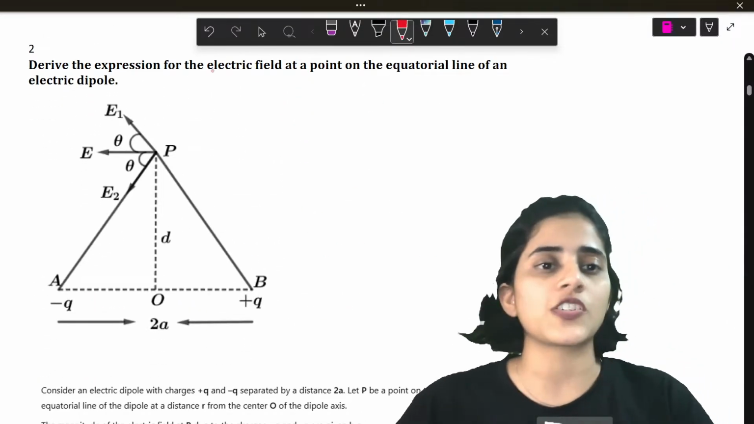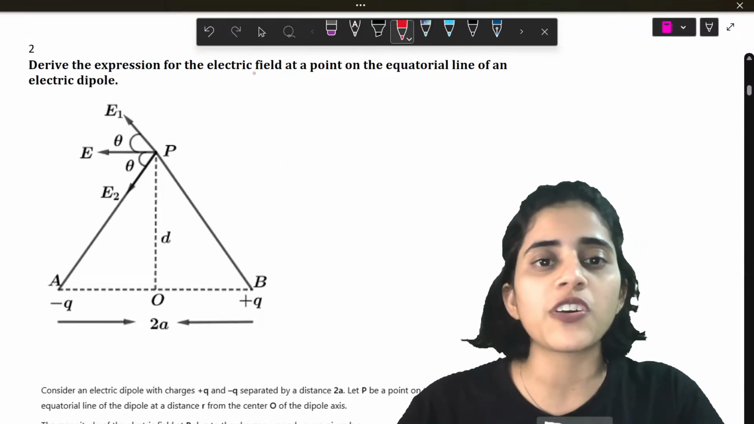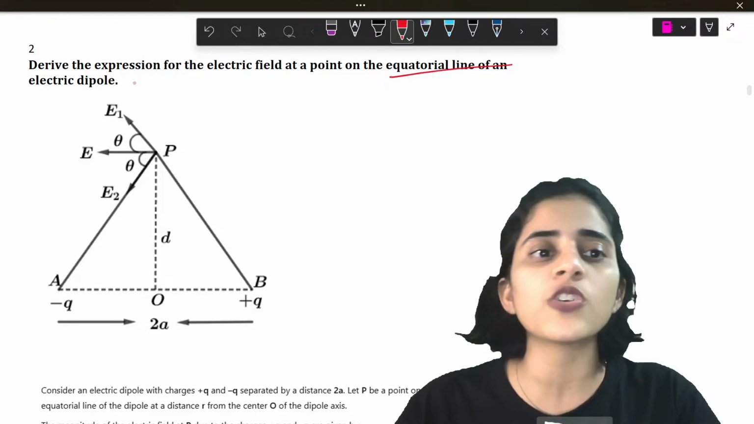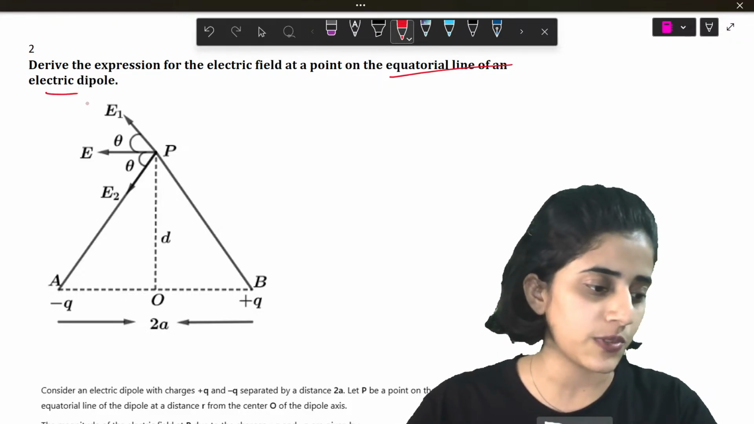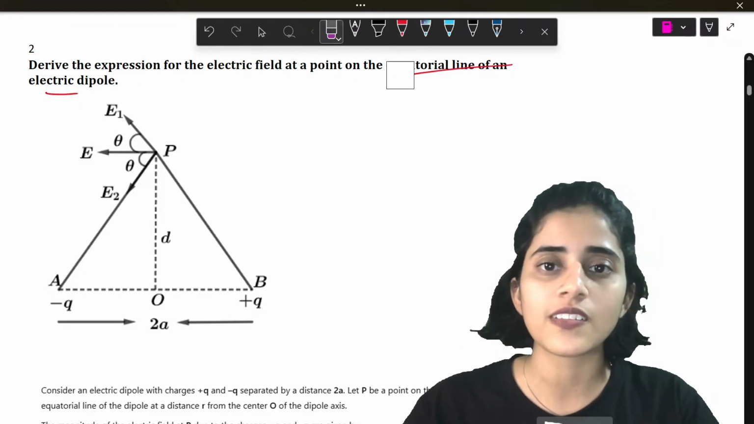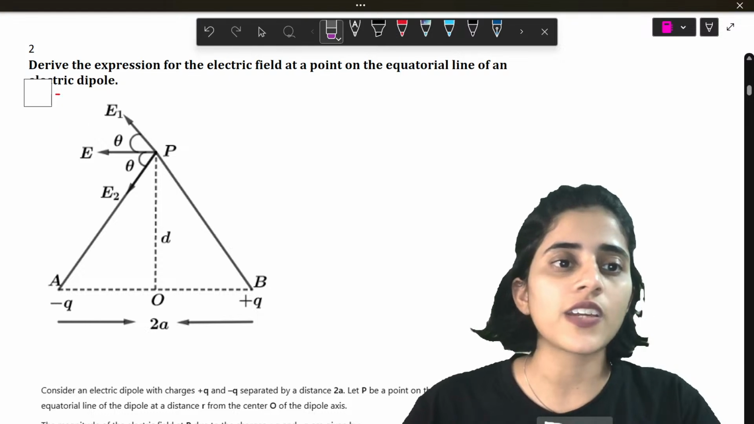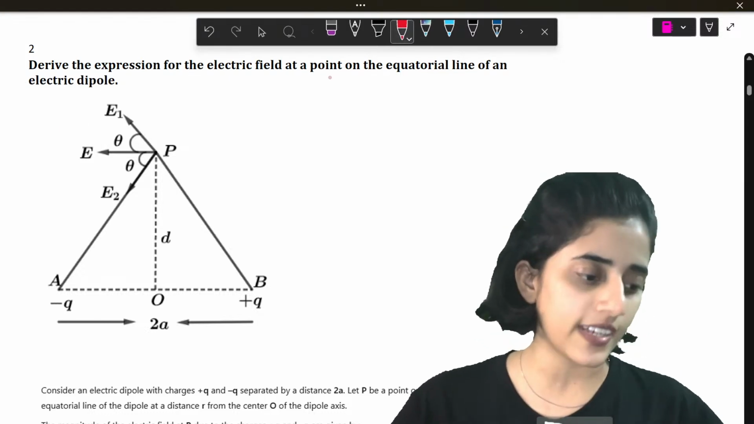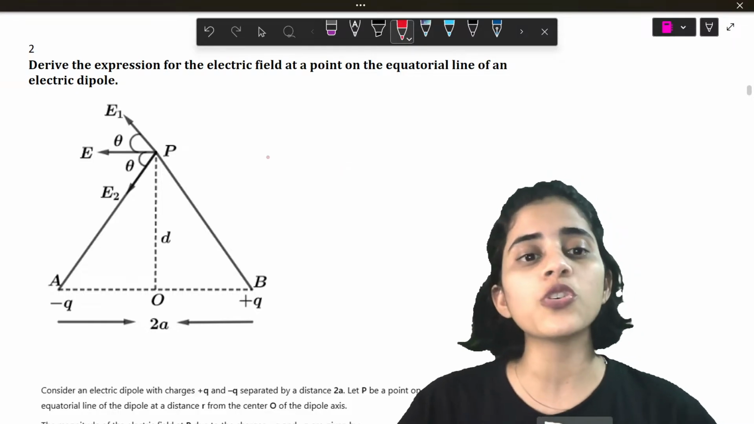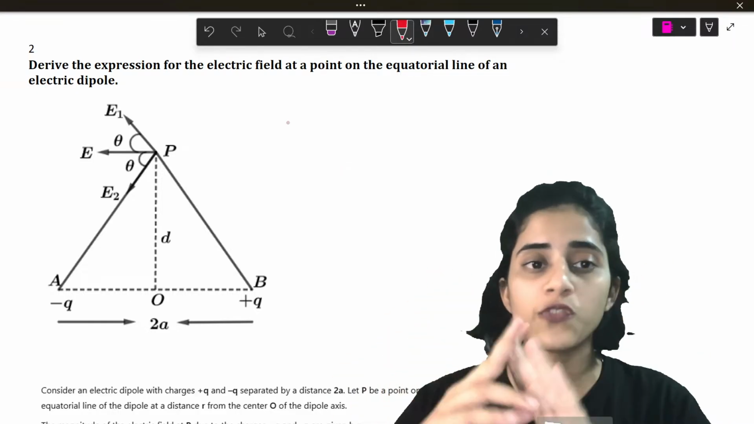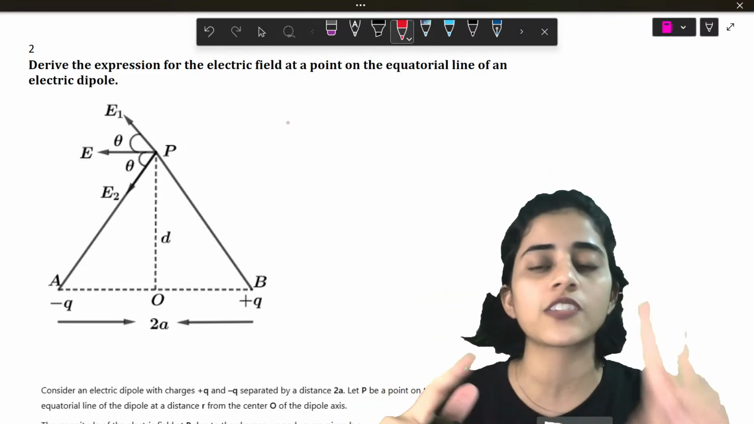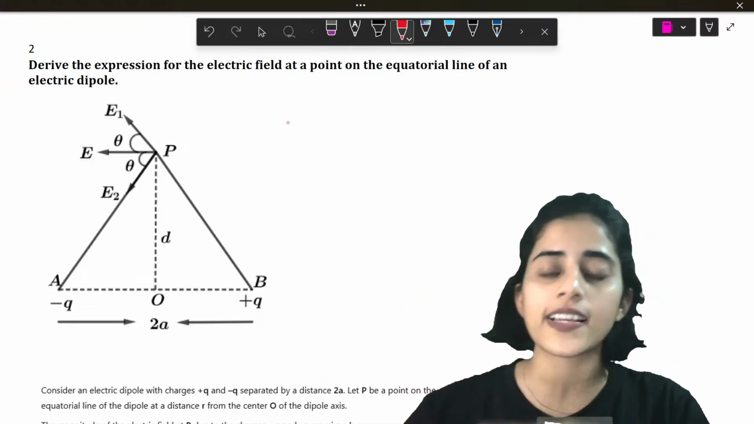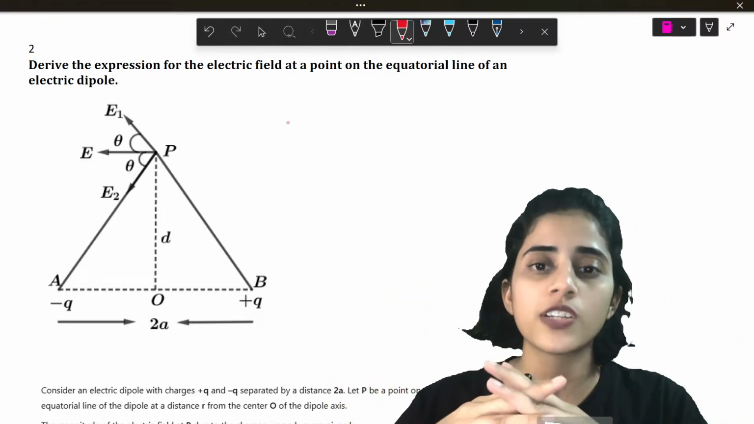Next question: derive the expression for electric field at a point on the equatorial line of an electric dipole. If the question is equatorial line, then you should do the second derivation. So don't get confused, students. There are two derivations for electric dipole. One is on the axial line, the other is on the equatorial line.